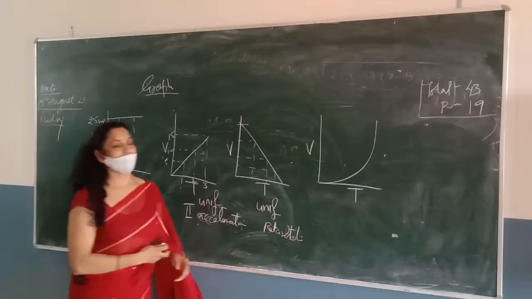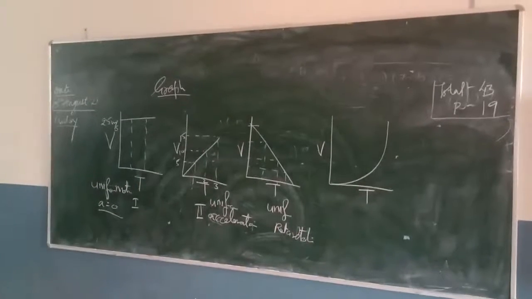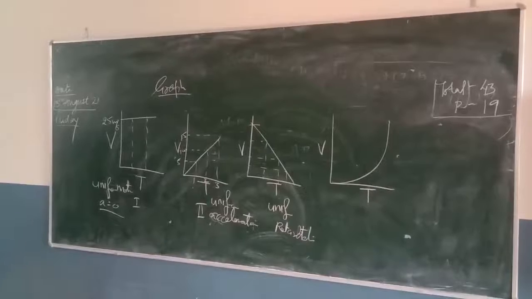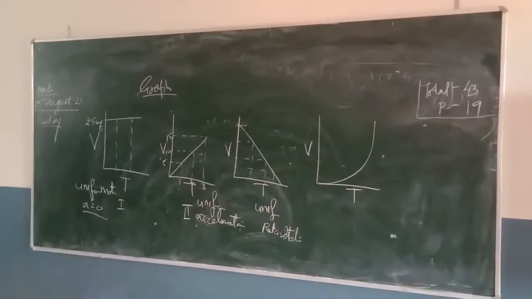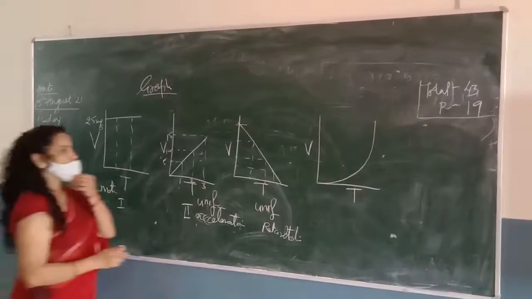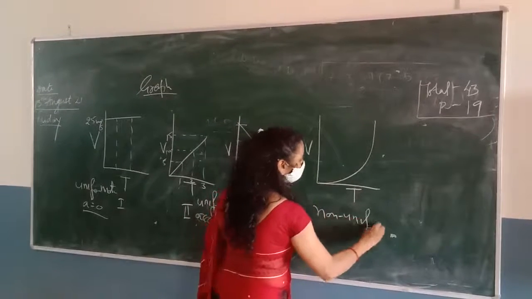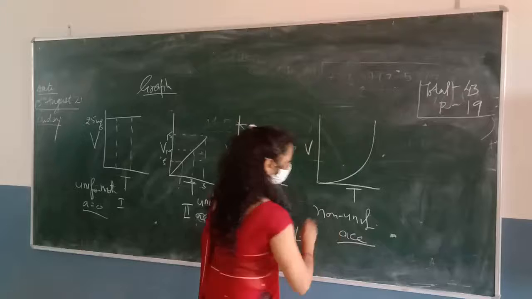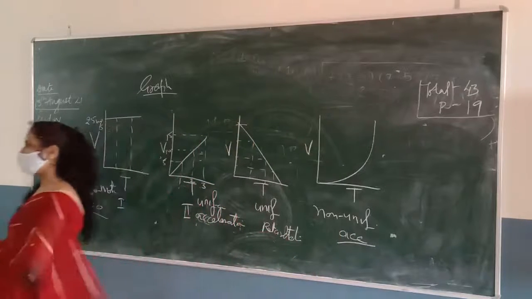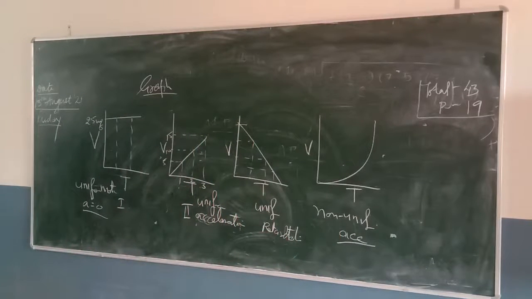Okay, and the last one. Yes, non-uniform acceleration. The last graph represents non-uniform acceleration. So we have these types of graph. These are called VT graphs. So please write in the question related to these VT graphs.